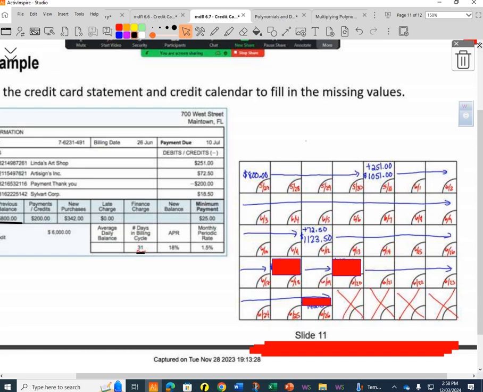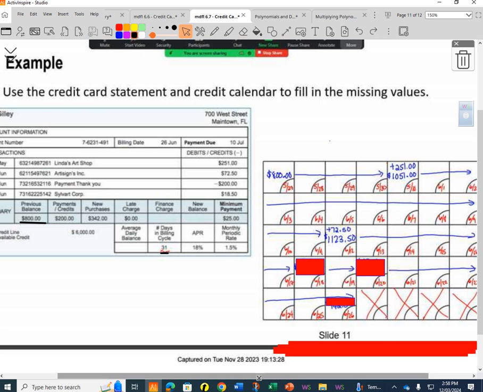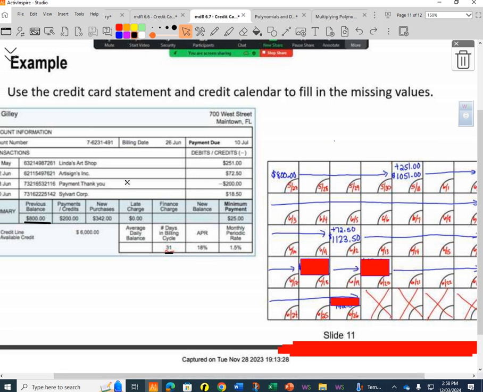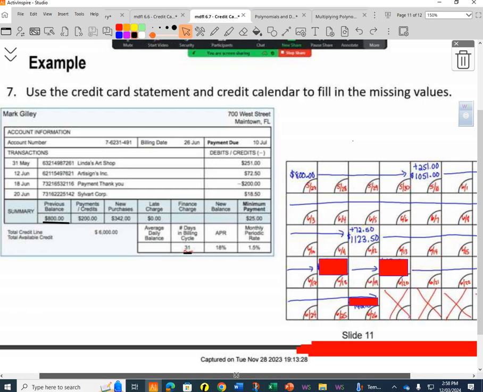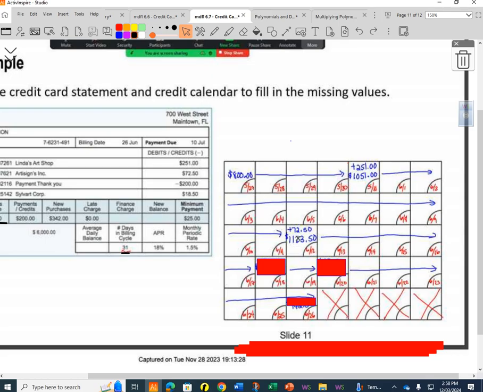Okay? So then June 12th, he spent $72.50 at Art Signs Inc. So now his balance is the $1051 plus $72.50, so it's $1123.50. The next activity on this account is actually a payment of $200, and he made that payment on the 18th of June. So this stays the same until the 18th of June, where it reduces his balance by that payment. $1123.50 minus 200 is $923.50.